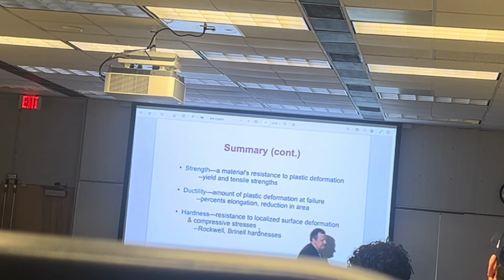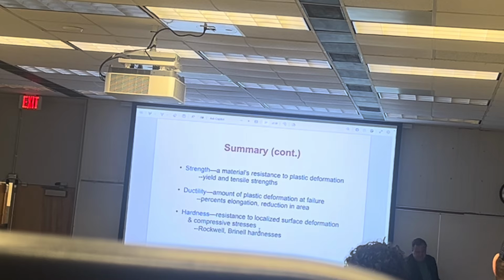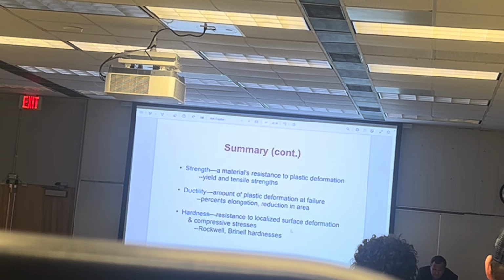Okay, and the hardness is the resistance to localized surface deformation, Rockwell and Brinell hardness.